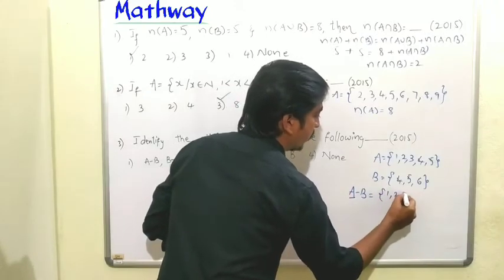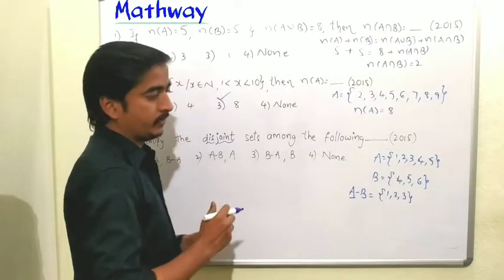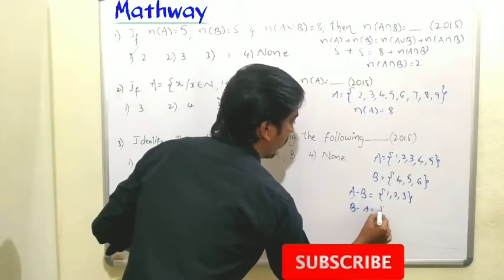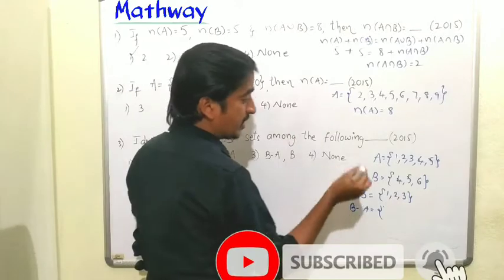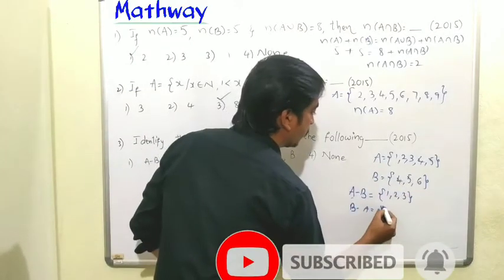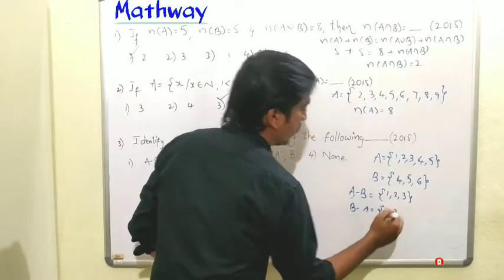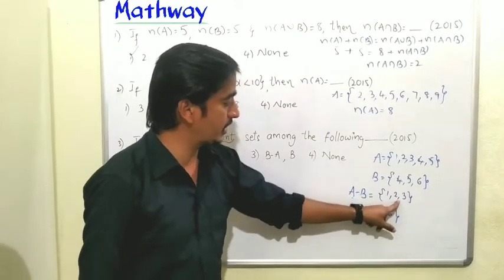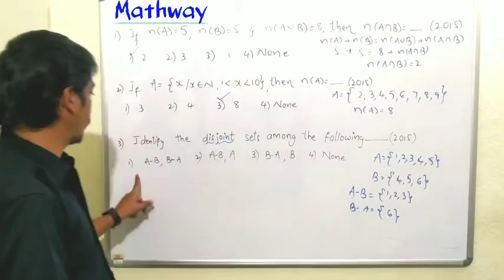So A minus B is 1, 2, 3. Done. The next, B minus A. After removing the common elements, what elements are left in the set B? 6. So are they disjoint sets? Yes, because there is no common element in the sets A minus B and B minus A, right? So the first option is correct.